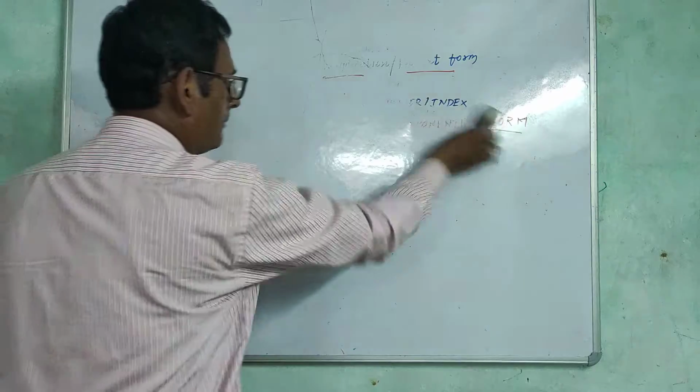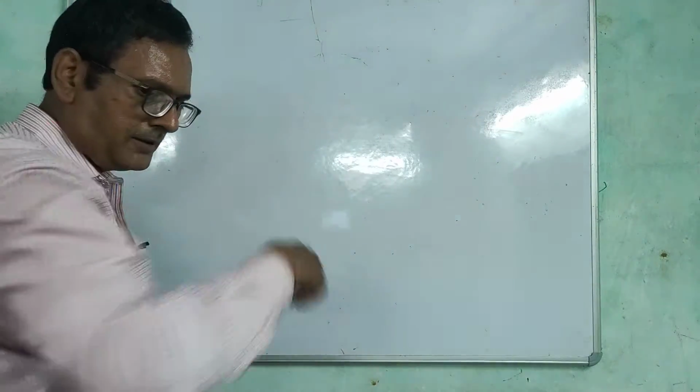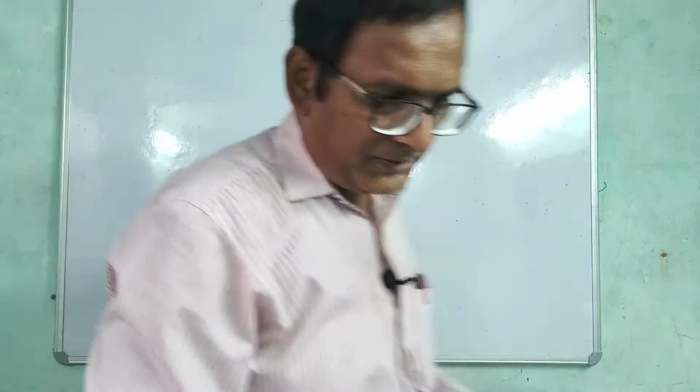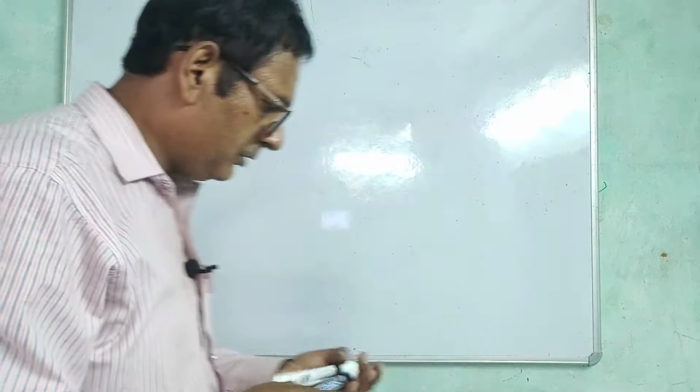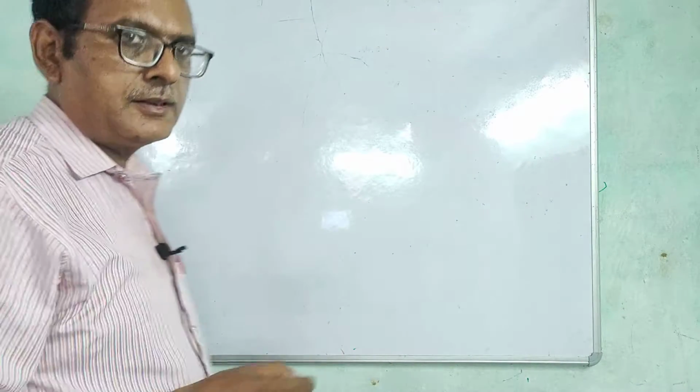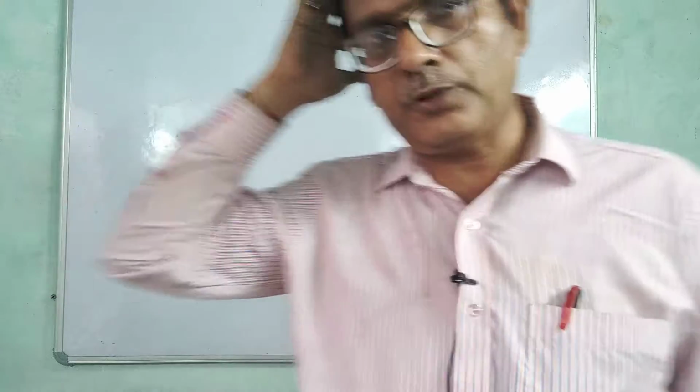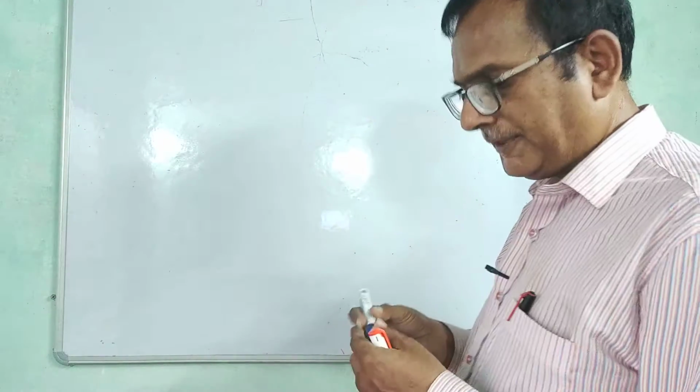Now let us take one example that will make the concept more clear. I am taking one question, but before that some rules I would like to tell you. There are some rules of indices or exponents. These rules I will explain first.